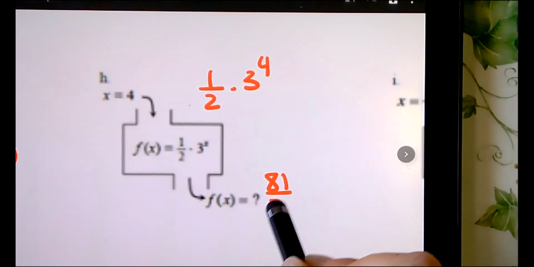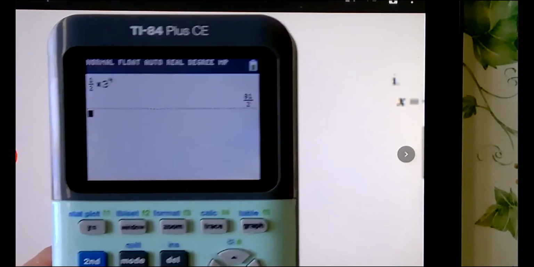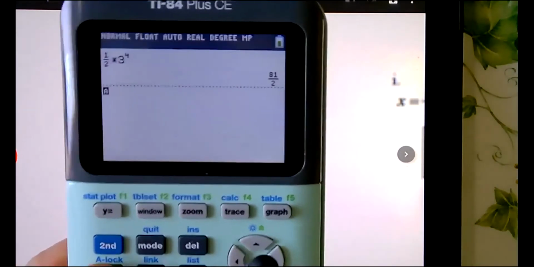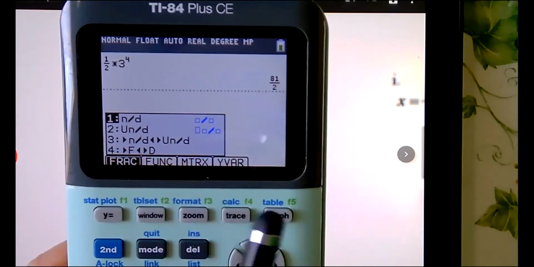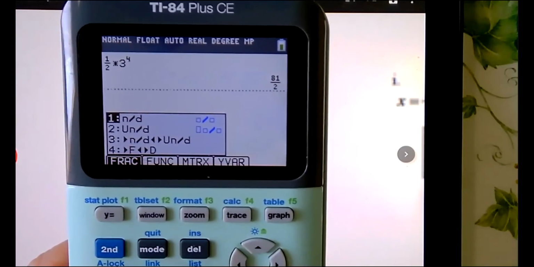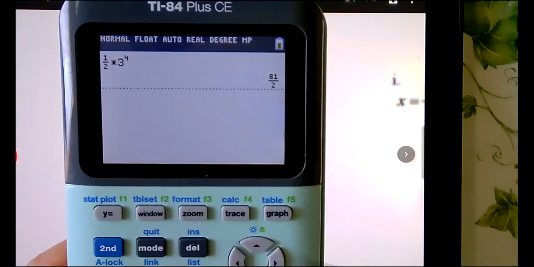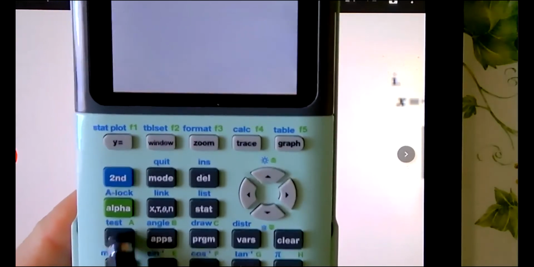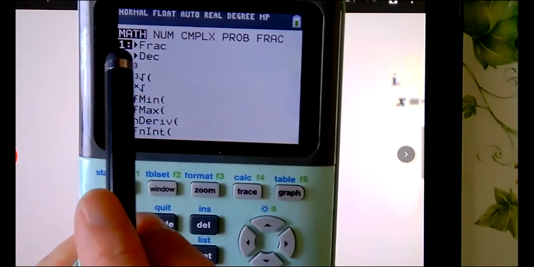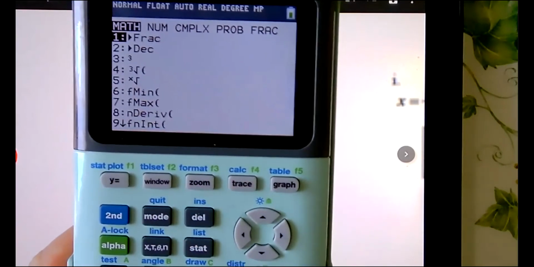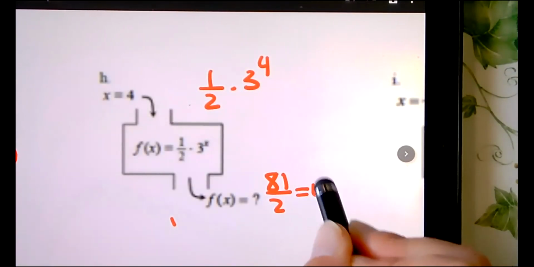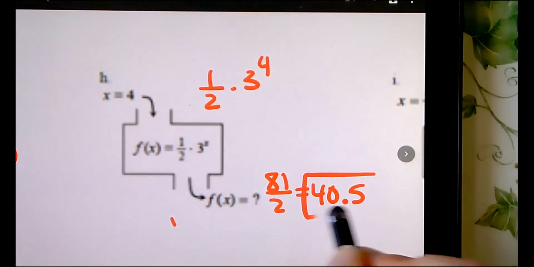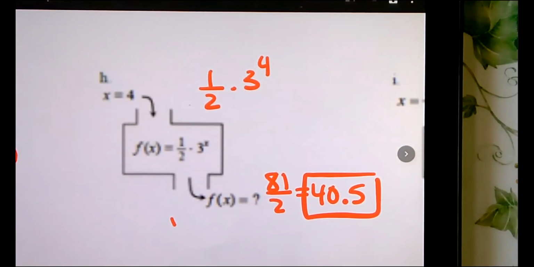So 81/2. Now, if I don't want it as a fraction, you can either do second and y equal and come here, and number 4 changes fractions and decimals back and forth. Or what I usually do, I'll just hit math. Number 1 changes it to a fraction. Number 2 changes it to a decimal, so I'll press 2. And then it'll convert it for me. And so this is also 40.5. So if you have a multiple choice situation, you need to make sure you can go both ways, because you don't know how it's going to appear, okay?